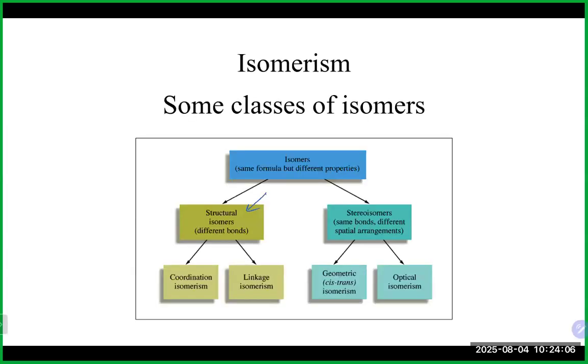Next thing we're going to talk about are isomers, and isomers with these coordination compounds or complex ions. There are some different types of isomers. There are structure isomers, which have different bonds, and there are 2 types that we're going to talk about, which are coordination or linkage isomers. There are also stereoisomers, which have the same bonds but different 3-dimensional arrangements, and that gives rise to cis and trans isomers or optical isomers. We're going to go through each of these here.